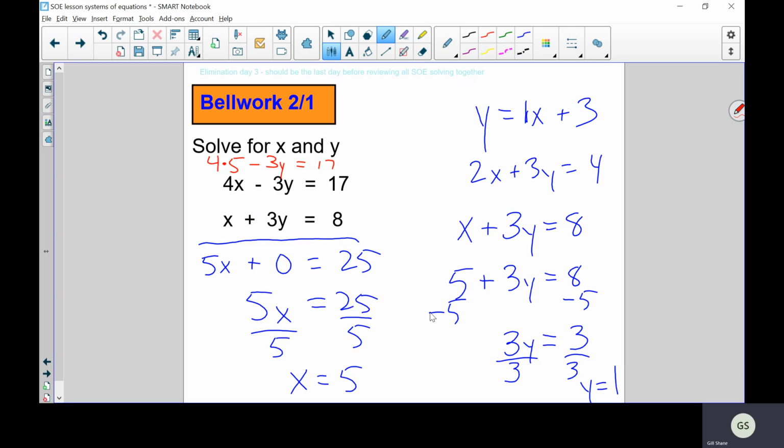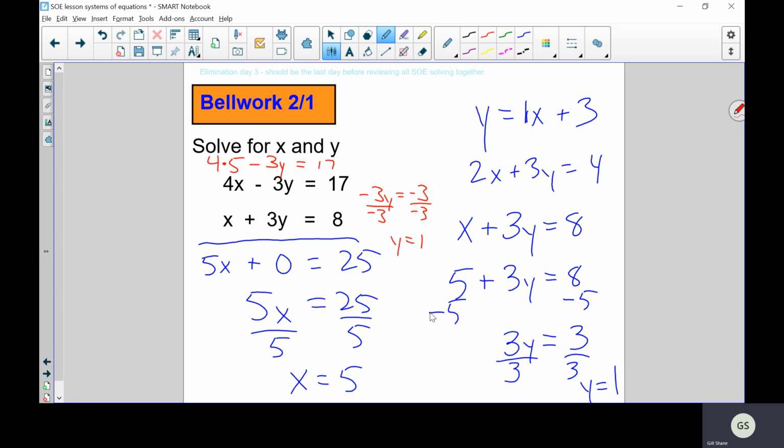I'm not going to write it all out. If you want to go back and do it, you can try it on your own. So this is positive 20, and to get rid of that, I would subtract 20. Well, if I subtract 20 over here, I would get negative 3y equals negative 3. So I'd have to divide by negative 3. Y equals 1. So I get the same answer.